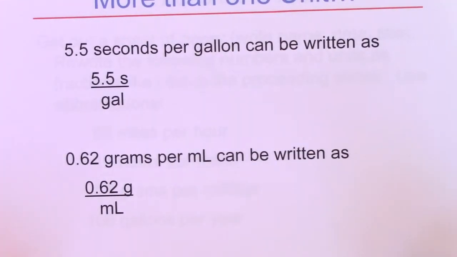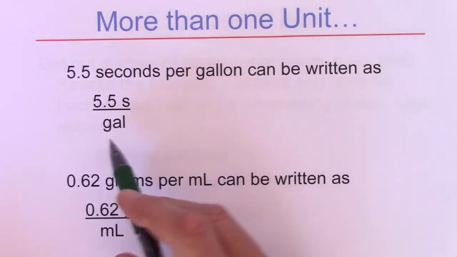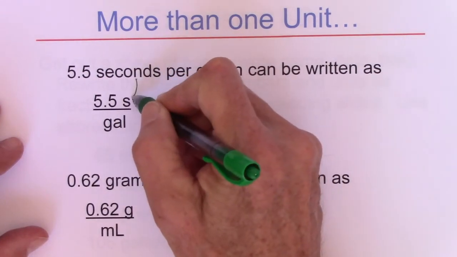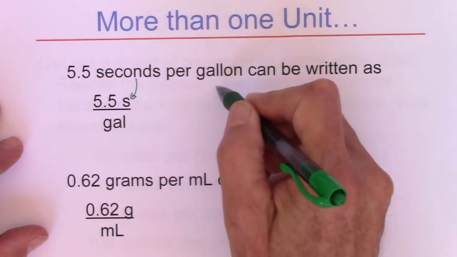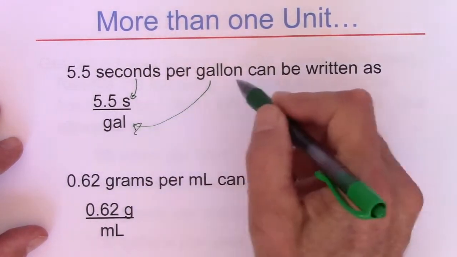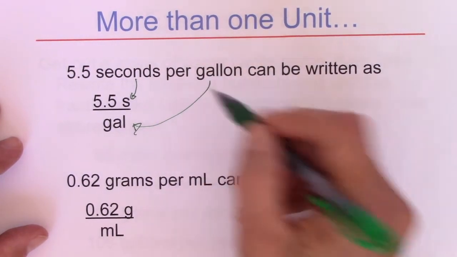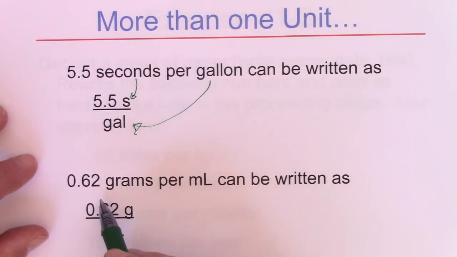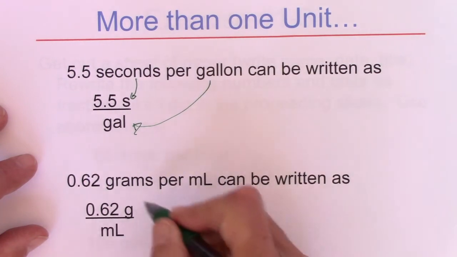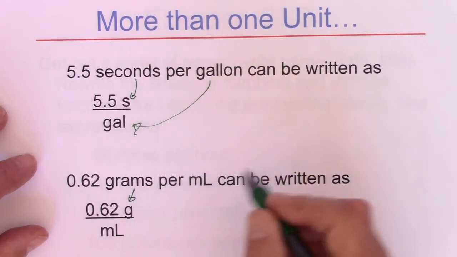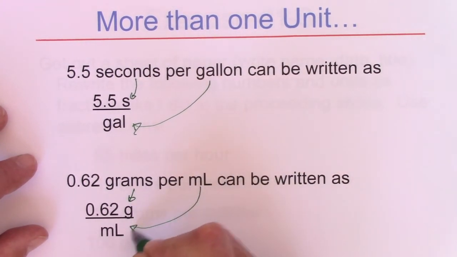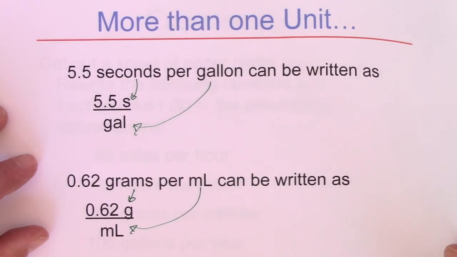Okay, so let's look at 2 more examples of this. In the first one, we've got 5.5 seconds per gallon. I went right to the S abbreviation, and there's a GAL abbreviation. It goes into the denominator because it's after the per. And here's 0.62 grams per milliliter. Grams is abbreviated to G. Milliliter has to go into the denominator because it's after the per.